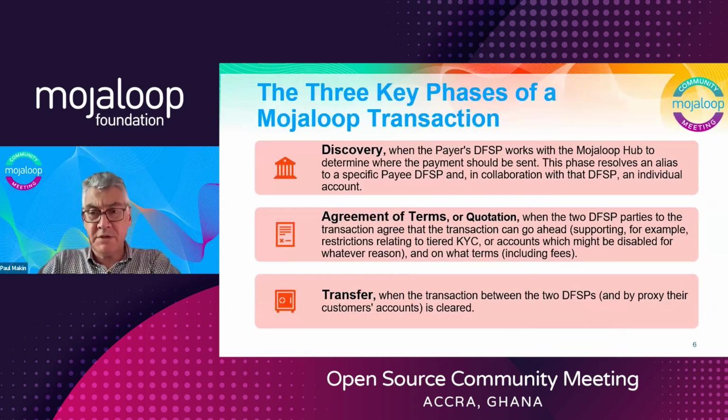Click again, please. The three key phases of a Mojaloop transaction, and we think these are very important. The first phase is discovery, which I've already talked about. That's where we resolve an alias to a specific payee DFSP. The next, and we think this is very crucial, it's a USP for Mojaloop, is the agreement of terms phase. This is when the two DFSP parties to the transaction agree that the transaction could go ahead, effectively.